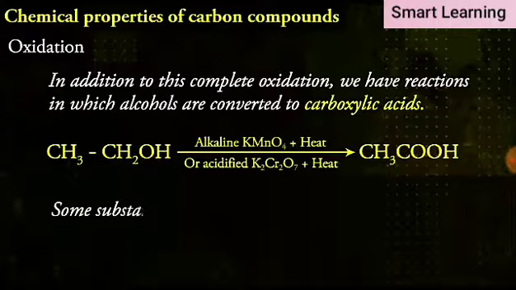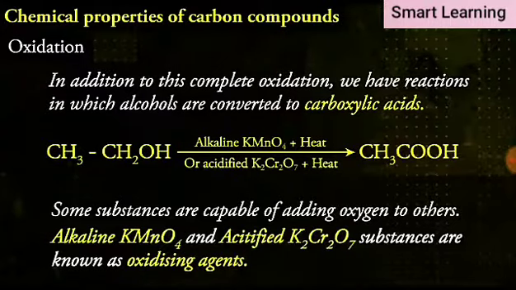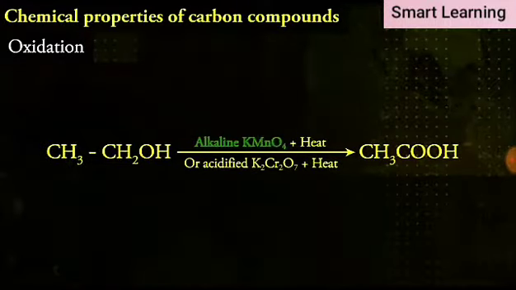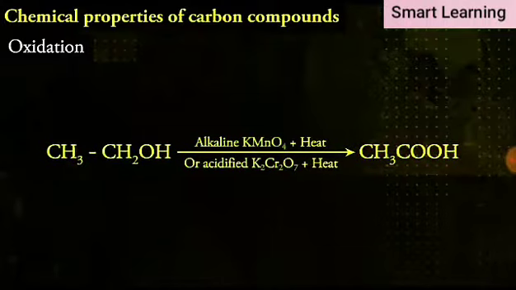We see that some substances are capable of adding oxygen to others. These substances are known as oxidizing agents. Alkaline potassium permanganate or acidified potassium dichromate are oxidizing alcohols to acid, that is, adding oxygen to the starting material. Hence, they are known as oxidizing agents.